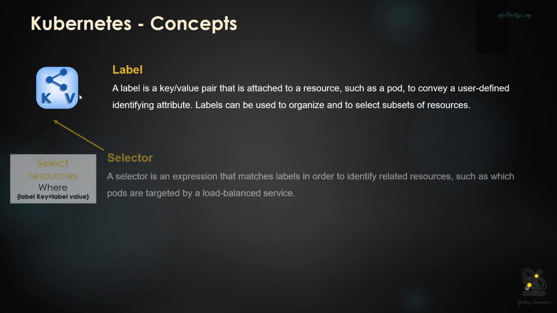How are they going to be selected? That component is called a selector. A selector is an expression that matches the labels in order to identify related resources. For example, if you see the left side, select resources where label key equal to label value. Suppose I want to look at all the pods which are running on production, or I want the pod having the name order service. Everything you can fetch via the selector. So labels and selectors are very related, and you will see them in action in the hands-on lab.